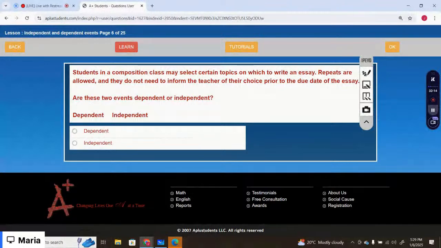Students in composition class may select certain topics on which to write an essay. Repeats are allowed if they do not need to inform the teacher of their choice prior to the due date of the essay.